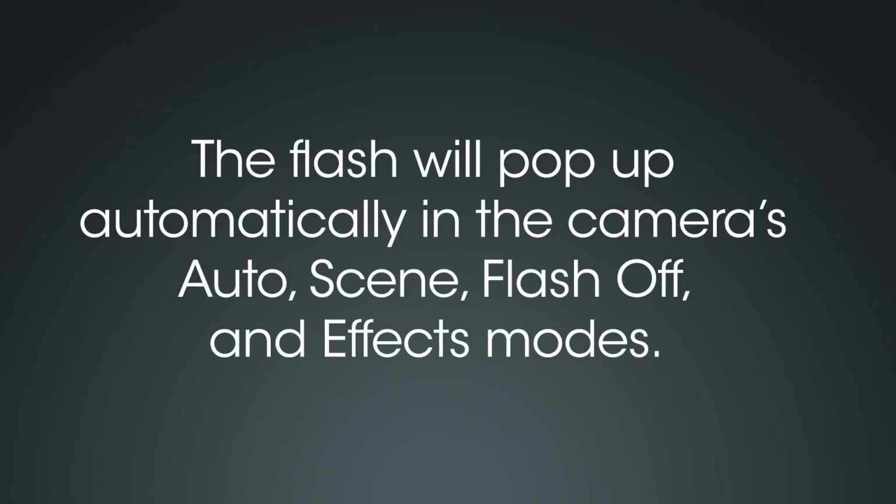Your D7200 has a powerful built-in flash that can provide you with extra light in certain shooting scenarios. The effective range of the built-in flash is between 2 and 30 feet, depending on the aperture, shutter speed, and ISO. As a general rule, you'll want to keep your subject within about 3.5 to 20 feet for the best results. In the camera's auto, flash off, scene, and effects mode, the flash will pop up and fire automatically.